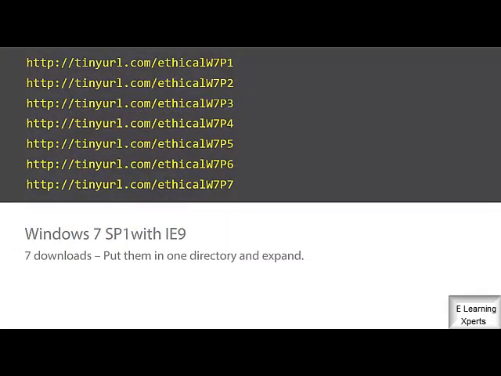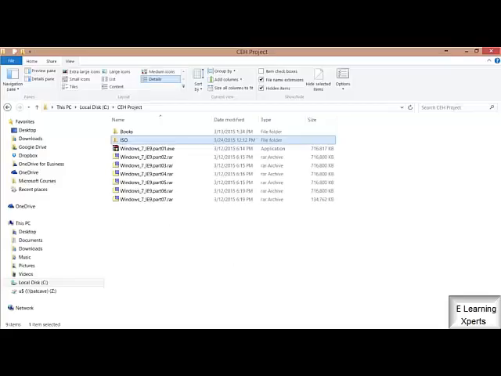There's 7 separate downloads, and I did some tiny URLs for you so you can find them very quickly. If you will just go to http://ethicalw7p1 and then obviously through p7 would be the downloads. Grab those. We're going to put those into a single directory, just like I've done here.